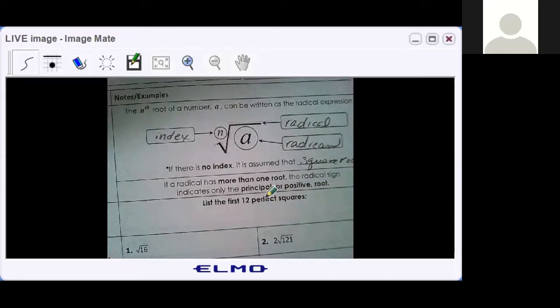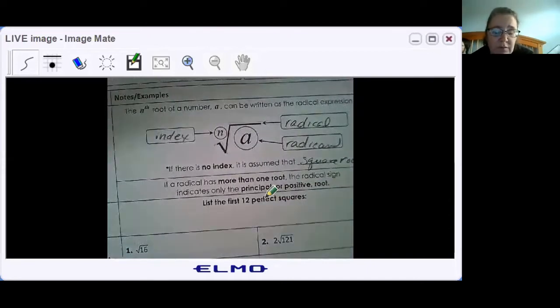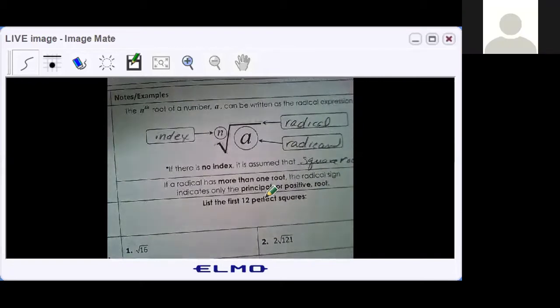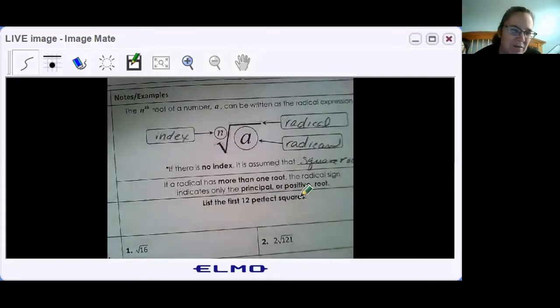Now, radicals that have more than one root happen because with square roots, it can either be positive or negative. But most of the time we write down the principal, or the main root, or the positive root. We don't worry about the negatives quite so much.